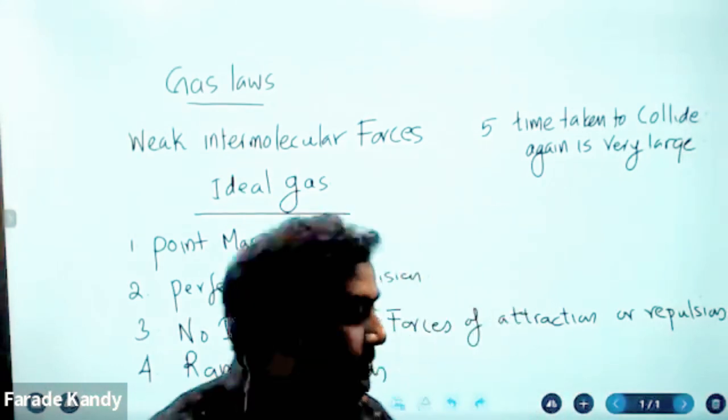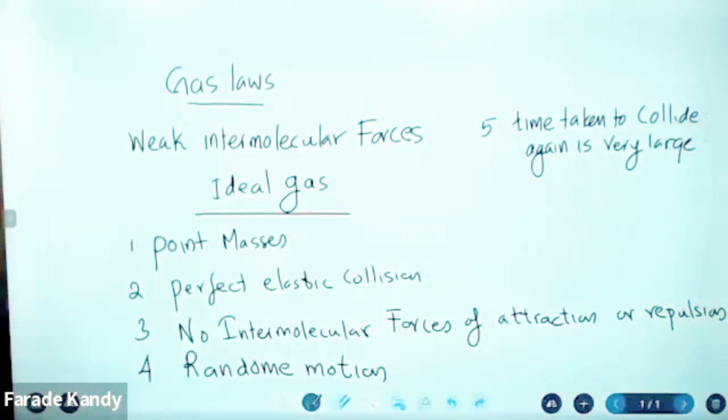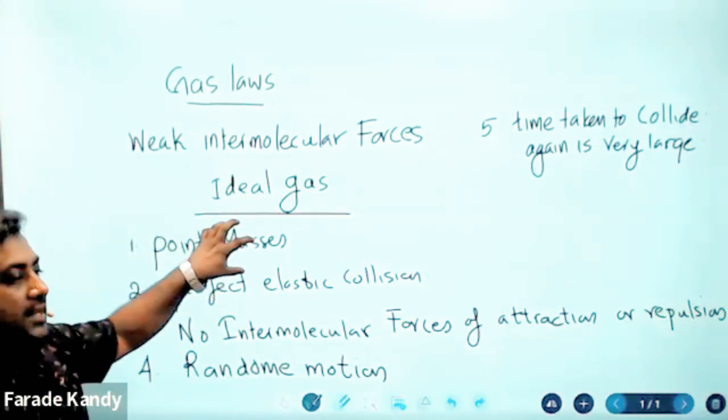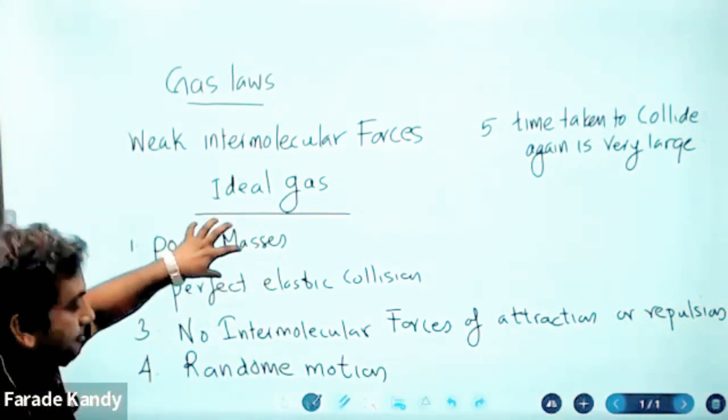Is it clear? Right. So mainly these are your 5 assumptions. What are your 5 assumptions? All the gas particles are considered to be what? Point mass.